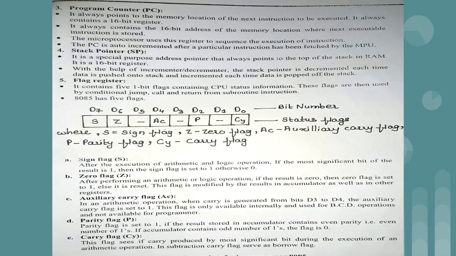So for storing the address of such instructions, we are making use of the stack pointer, which is again a 16-bit register. With the help of incrementer and decrementer, the stack pointer is decremented each time when the data is pushed. Again I am using the same two instructions I just told you, push and pop. With the help of these instructions, again we can increment and decrement the content of the stack pointer too. Then the last part, actually it's not the last part but the first part of our diagram, that is PSW, program status word, which is nothing but the flag register.